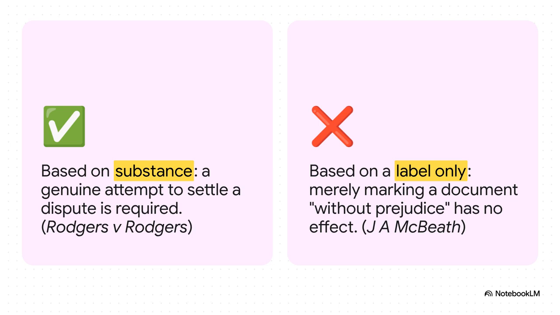Now, here is a classic exam trap you really need to watch out for. You can't just slap the words "without prejudice" on a document and expect it to have some kind of magic protective power. It just doesn't work. The courts, in cases like Rogers v. Rogers, have been absolutely crystal clear. It's all about the substance, not the label. The only question the court will ask is this: was this a real, genuine attempt to settle?